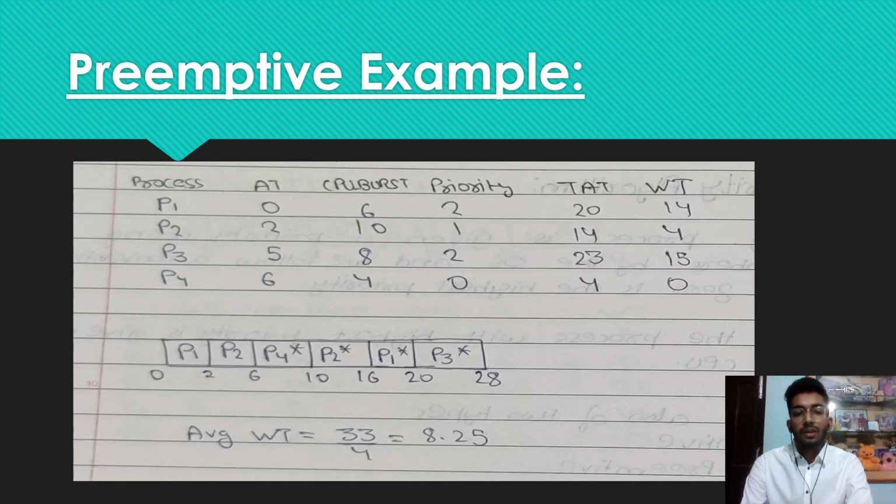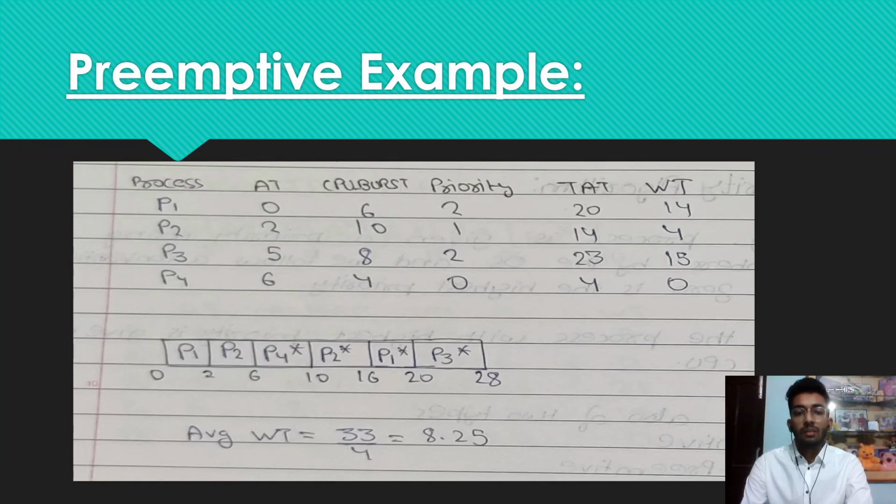Then it keeps on executing until P4 arrives. As P4 priority is more than P2, P2 is removed from the CPU and P4 is assigned the CPU and P4 starts executing. P4 completes its execution at time 10, and then the next higher priority is seen. P2 has the next higher priority, so P2 is completed at time 16.